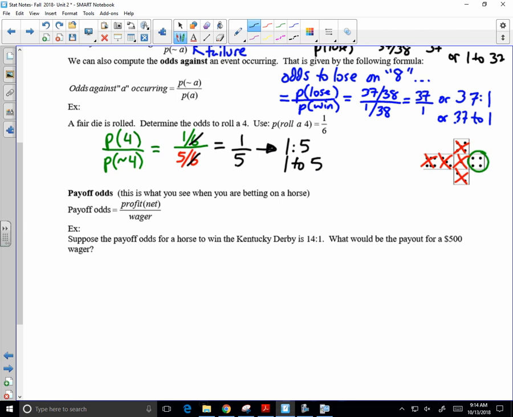Just because when you write it as a fraction, you think of it as a fraction, you think it's kind of the same thing as probability, but it's really not. Right? It's a ratio. It has probability components, but it's not a probability itself. All right.